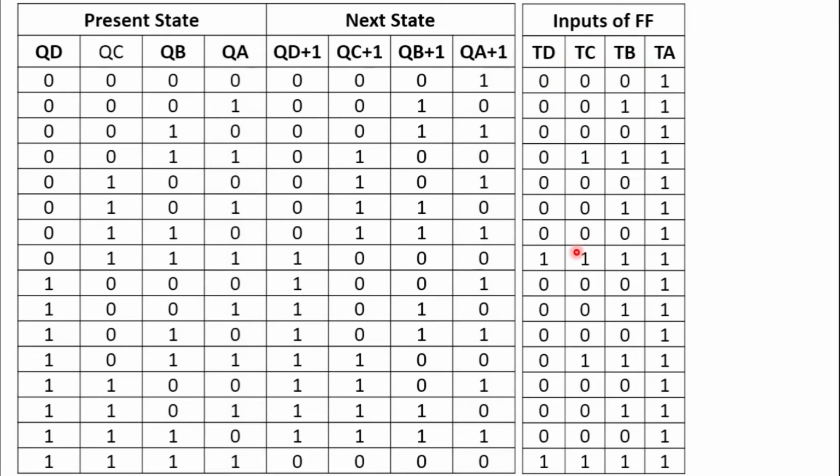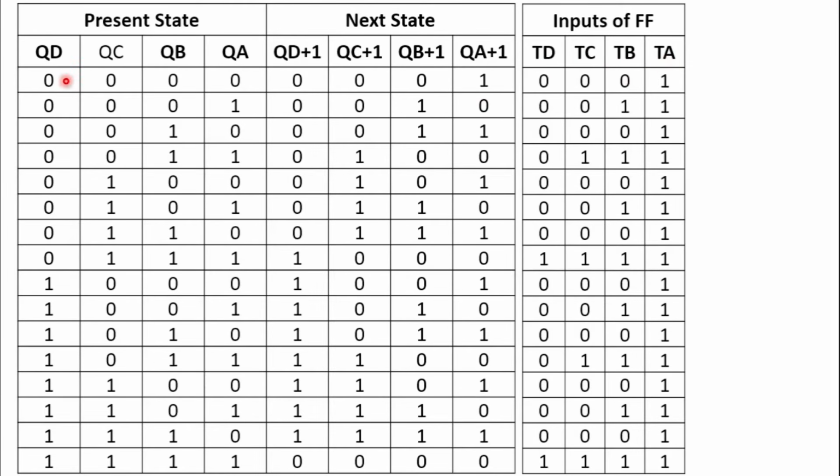Now what is the next thing I have to do? I have to find out the expression with the help of K-map, and for that I will take the help of present state and the inputs of flip-flop. So for each input, one K-map will be there. For TD, one K-map. For TC, one K-map. For TB, one K-map. And for TA, one K-map. So in total, I will have 4 different K-maps.